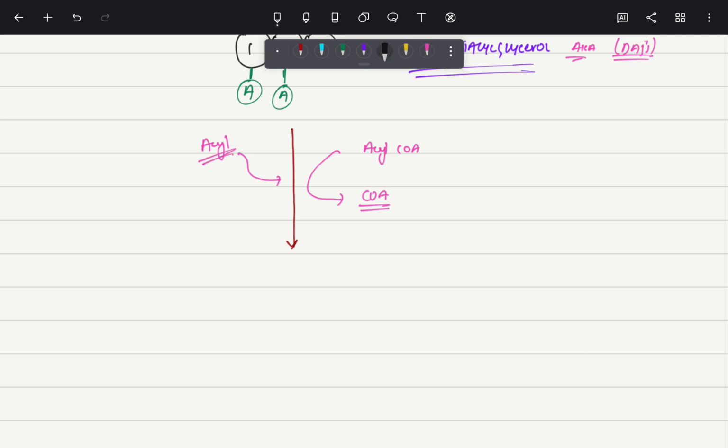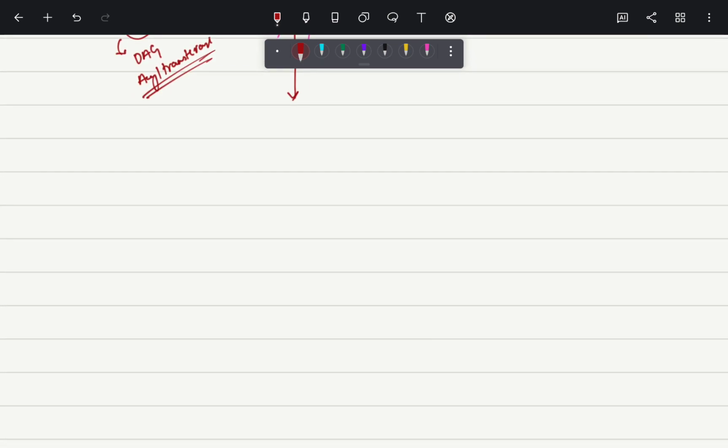And what is the enzyme responsible here? The enzyme responsible here is diacylglycerol acyl transferase. Okay, so diacylglycerol acyl transferase will transfer the acyl group to the diacylglycerol. And what is the final product? Here is the first carbon, second carbon, third carbon, with one acyl group, 1,2-diacylglycerol, and one more acyl was transferred.